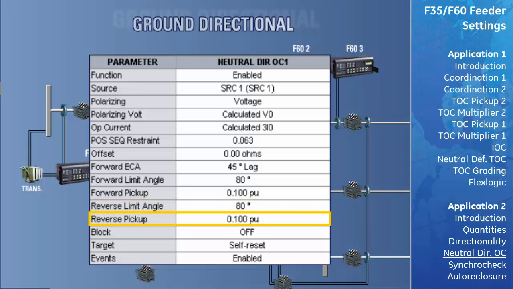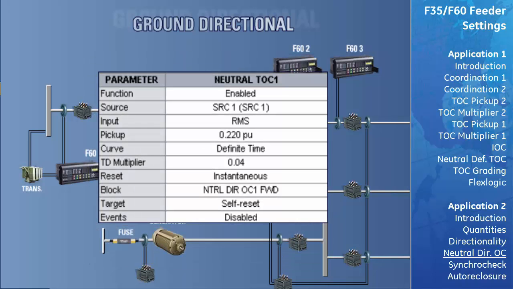The neutral directional overcurrent 1 reverse pickup setting defines the pickup level for the current in the reverse direction. Again, this is set to minimum neutral current, and in the case of ground faults, it can be set to as low as 10% or 0.10 per unit, but should be set above maximum unbalanced current, which is lower than 10% in this application. The neutral time overcurrent can be modified to support directionality simply by using the directional element's forward or reverse operate bit as the input operand to the element's block input.